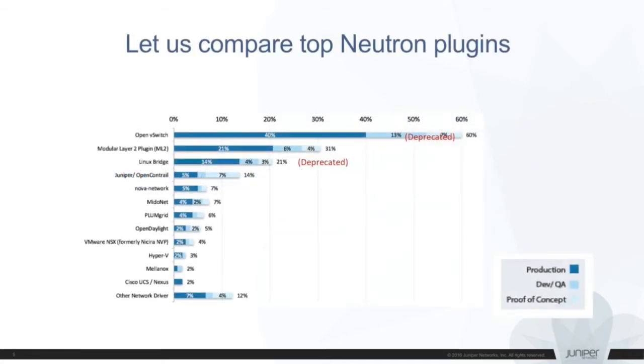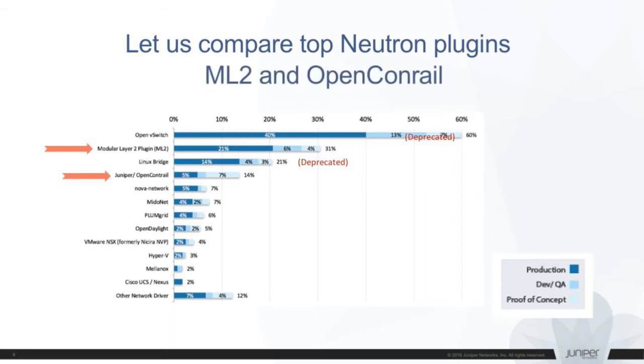If you look at the network plugins, some of them are deprecated. Open vSwitch going forward is on the path of deprecation, and so is the Linux bridge. So we are going to compare the ones that are there going forward, and it turns out one is the ML2 modular layer, and the next one is OpenContrail. Those two seem to be the top two Neutron plugins in the market today, if you take out the ones that are being deprecated.